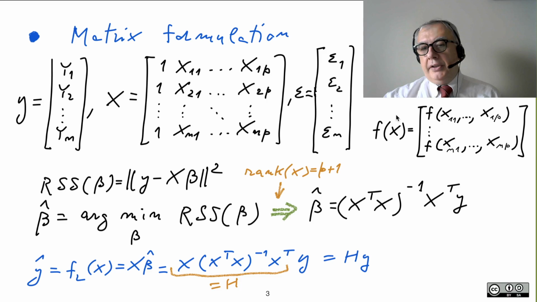Here you have also the vector of the true functions. So this is the true function evaluated for the first observation, for the second, for the nth observation.